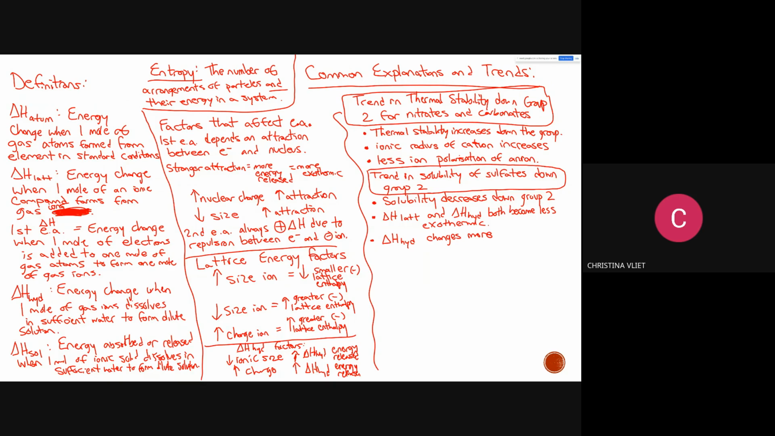Which means that the delta H sol becomes less exothermic. Do we have to explain why? No, so we don't have to make reference to the size. Not for this explanation. If they ask why the delta H hydration changes as we go down the group, or why this energy is released, then you have to explain why.